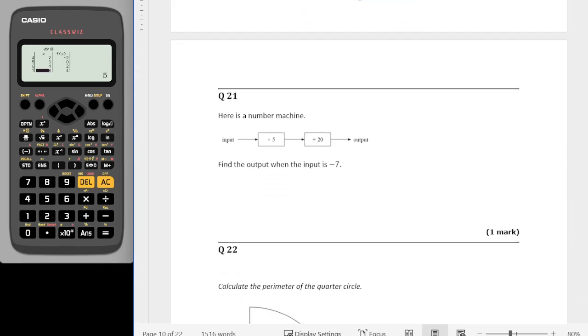Okay, so 21. Here is a number machine. Find the output when the input is -7. So if I put -7 in, -7 times by 5 would give me -35. And then -35 plus 20 would give me -15. So I'm looking at -15.